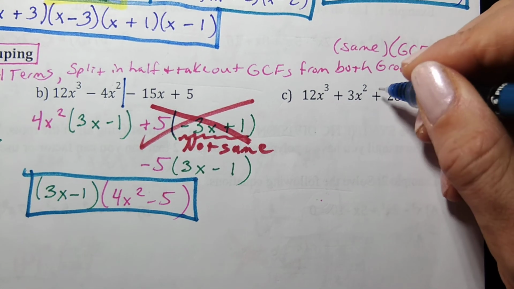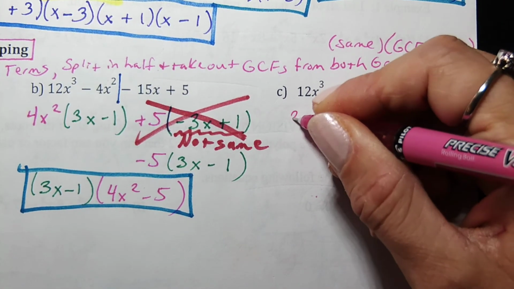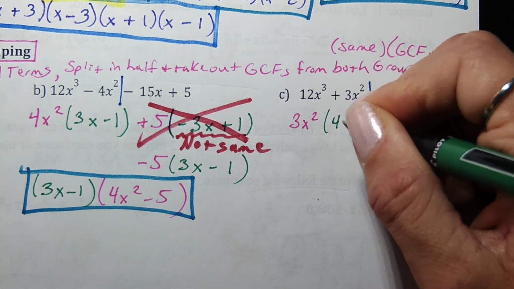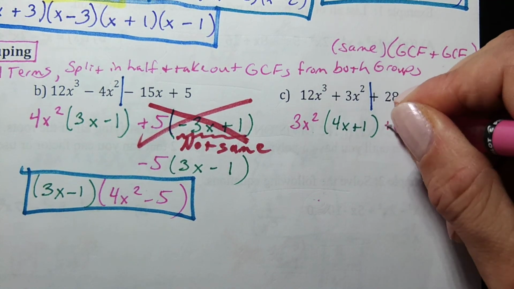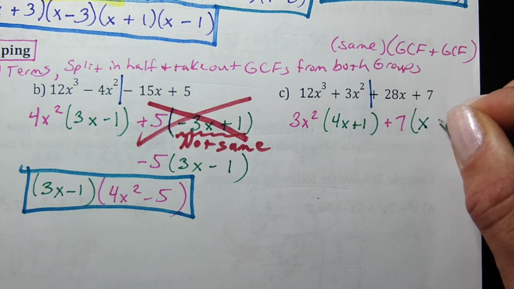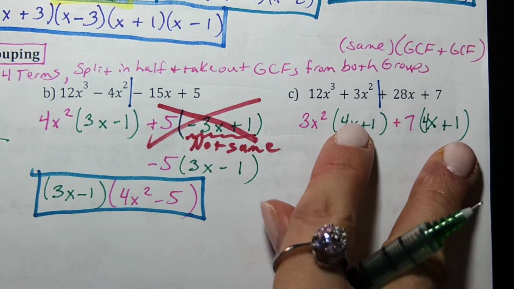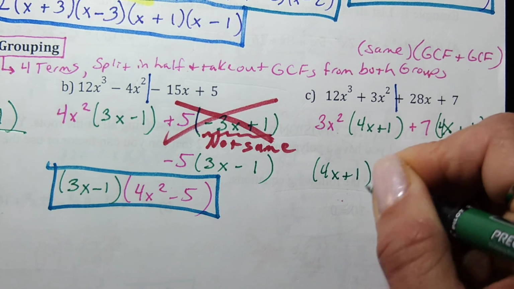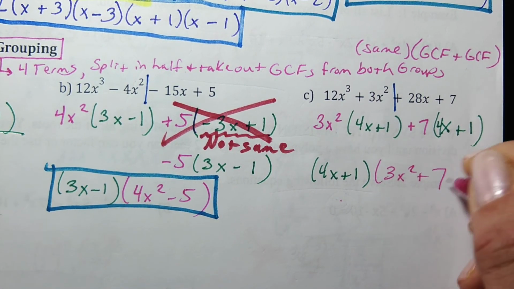So 4 terms, split it in half. GCF from the first pair, 3x squared. So that leaves me with 4x plus 1. GCF from the second pair is a 7. Then I can take out that 4x plus 1 as a GCF out of both of those, 4x plus 1. And that will leave me with 3x squared plus 7.